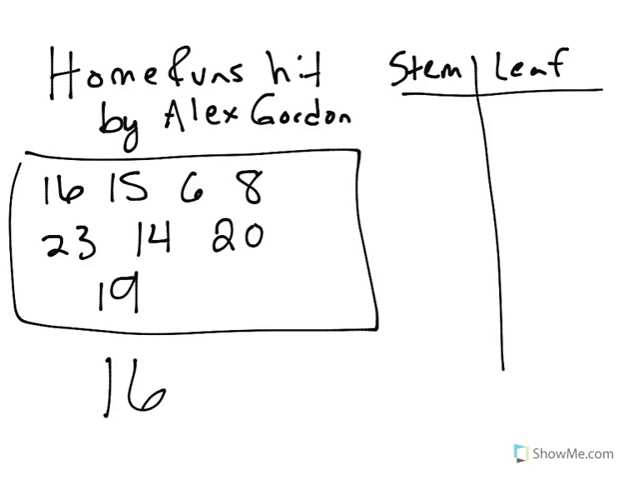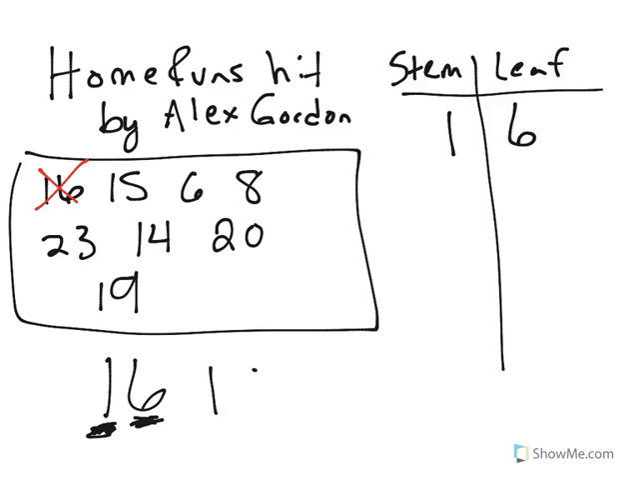for example 16, we're going to have this number be the stem and this number be the leaf. So when we write that number, we're going to do 16. Our stem is going to be the tens column, and our leaf is going to be the ones column. So then that's the number 16.